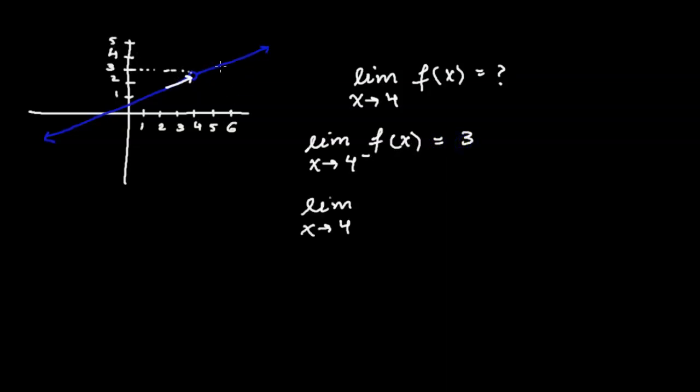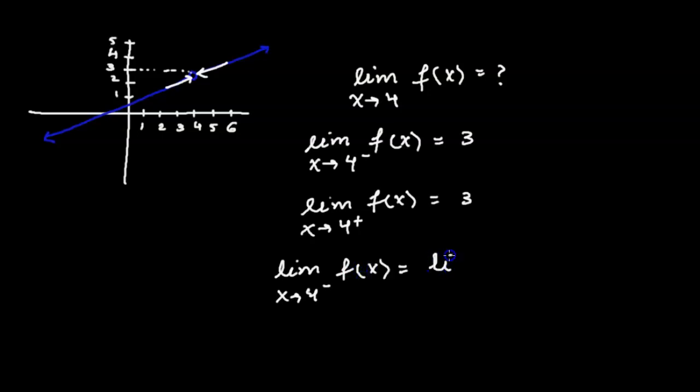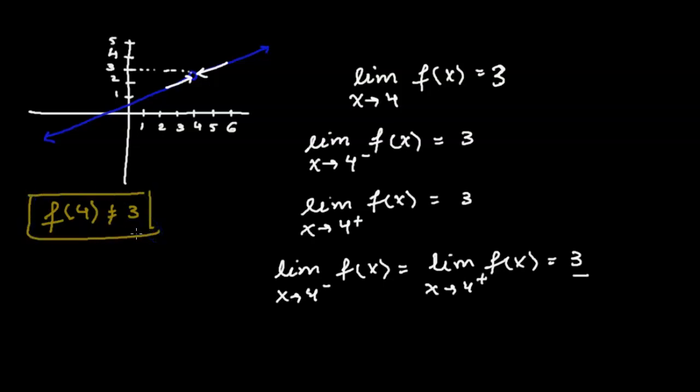Then we walk on the graph from the right side, that is, the limit as x approaches 4 with a positive sign. When we read the f(x) value, we notice we are also approaching 3. Since the limit as x approaches 4 from the left side is equal to the limit as x approaches 4 from the right side, and that is equal to 3, the answer for this is 3. Then we notice here that f(4) is not equal to 3 because it's a hollow circle. Even though f(4) is not equal to 3, we still have a solution for the limit.